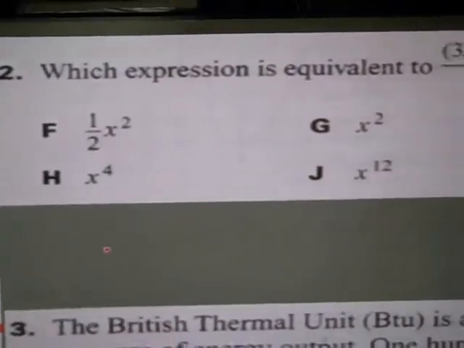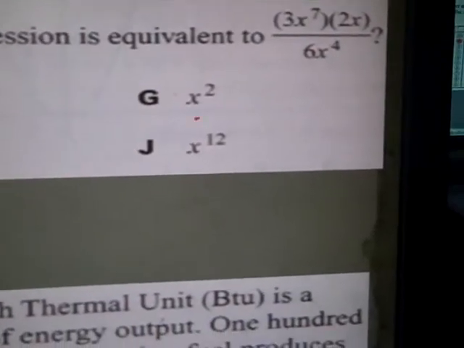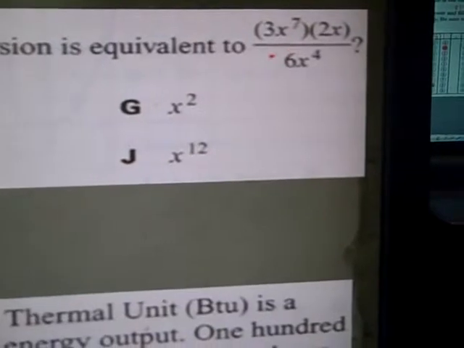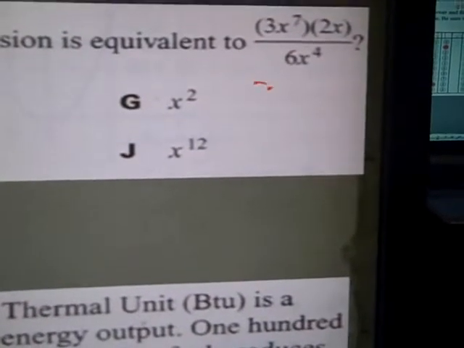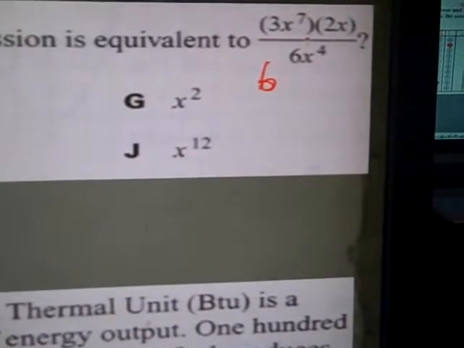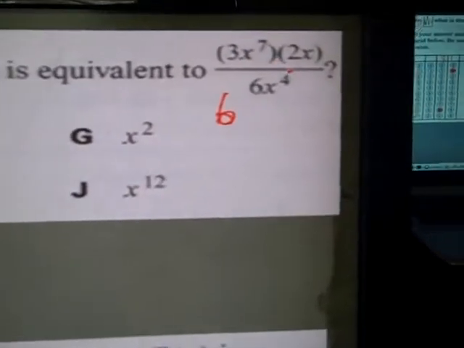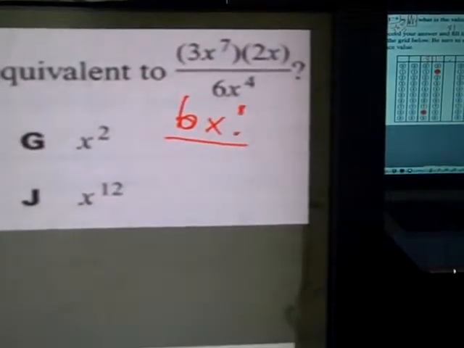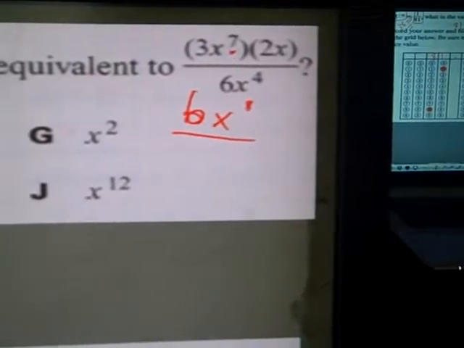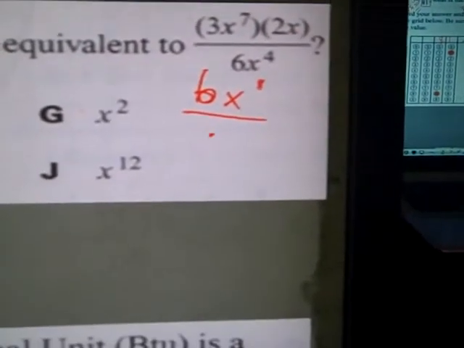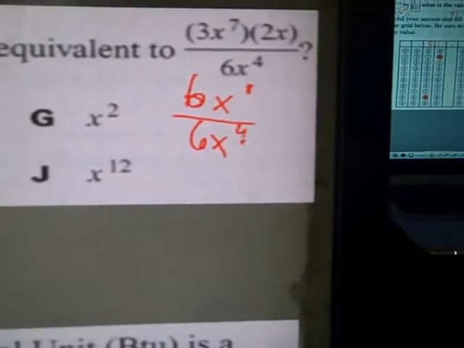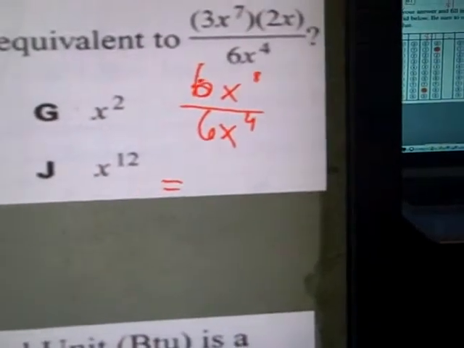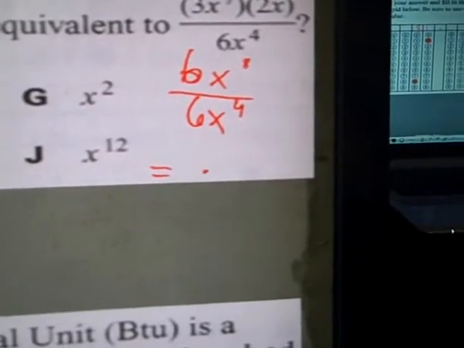Here, number 2, which expression is equivalent to this? What we do is do the numerator first. 3 times 2 is going to be 6. X to the 7th times x is x to the 8th. I just added the exponents because the base was the same. I can do that. 7 plus 1 is 8. Now the bottom, just leave it alone for now, and then we'll go to the next step. We simplify. 6 divided by 6 is 1. We don't have to write 1.